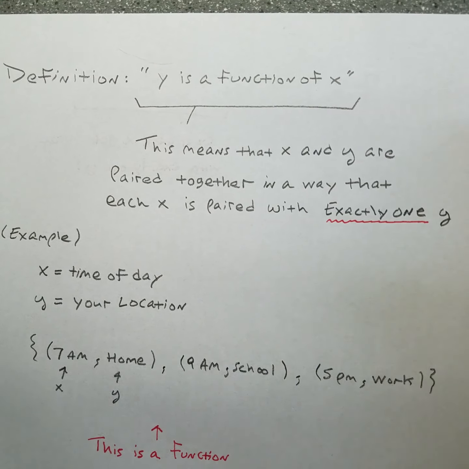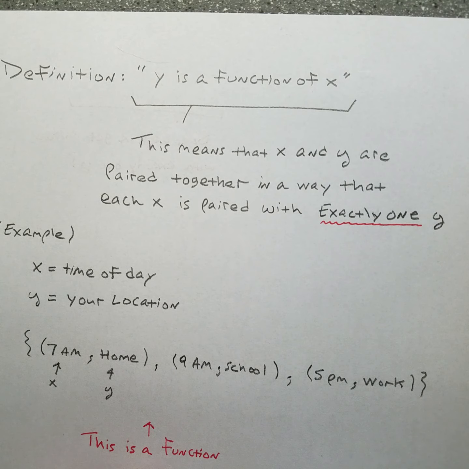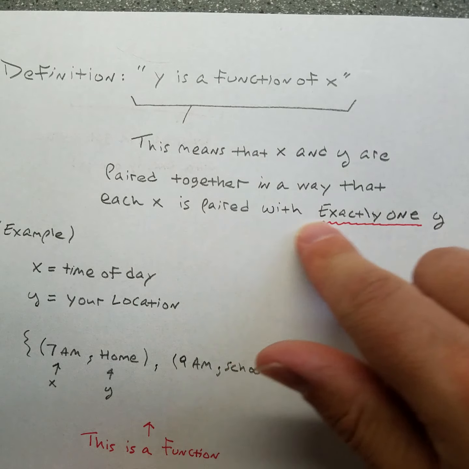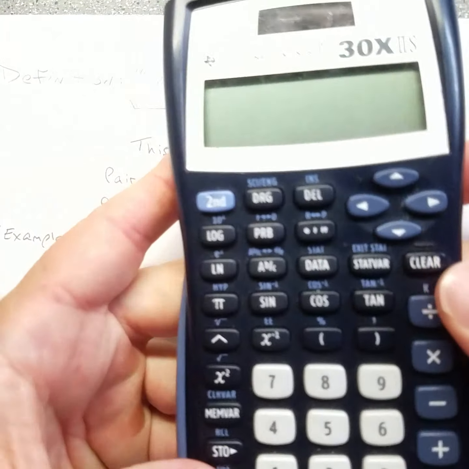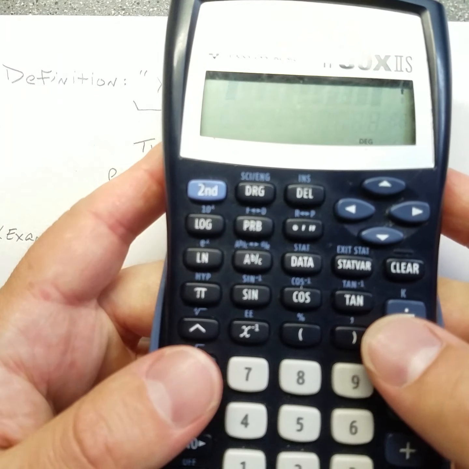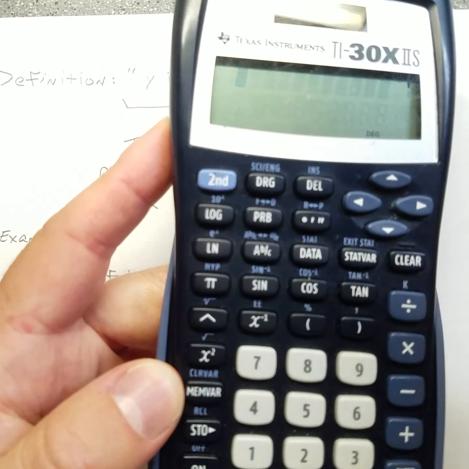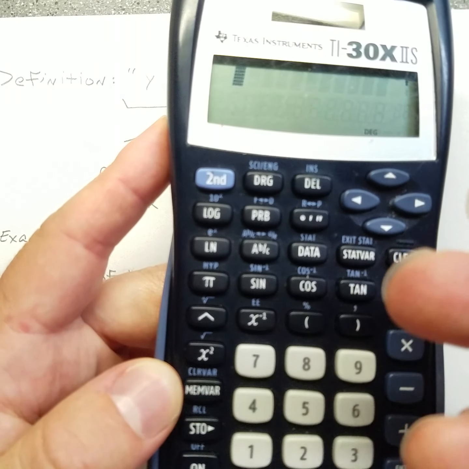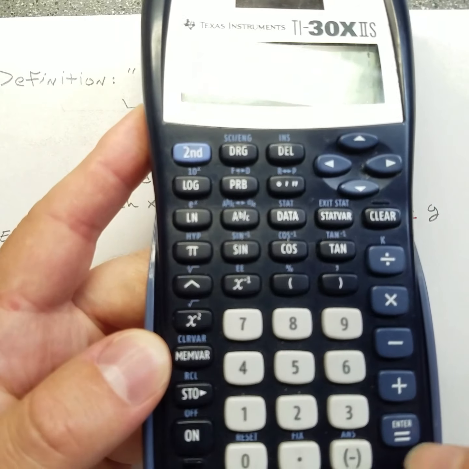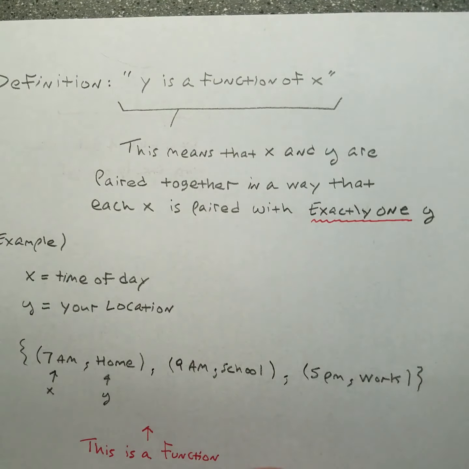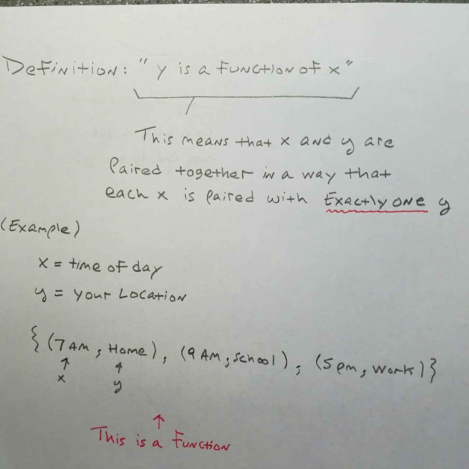Now, somebody could say, well, who cares about that? Why does it have to be this way? What difference does it make if each x is paired with exactly one y? It's kind of like every time we do something on our calculator and press enter, there's one answer. Whenever you do all the adding and subtracting and whatever you're going to do, when you press enter, you get one answer. When we do stuff, we like one output, one answer.